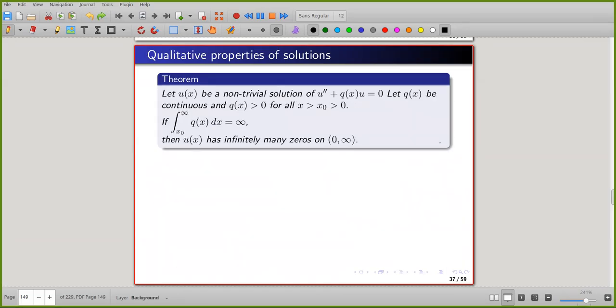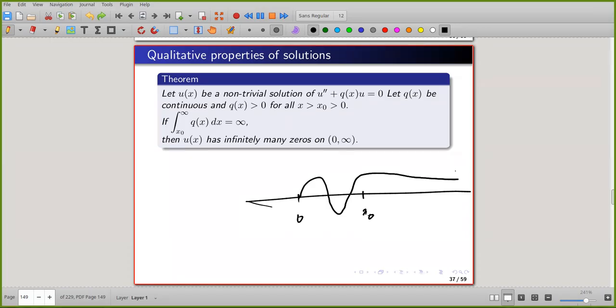So the next theorem is, let u of x be a non-trivial solution of u double prime plus q of x u equals 0, the same thing. Let q of x be continuous, and q of x is positive for all x greater than some x naught. So after some x naught, q of x, we don't care how it is over here, but after x naught, it should be positive. And if the integral of q of x from x naught to infinity is infinite, then u of x has infinitely many zeros on (0, infinity).